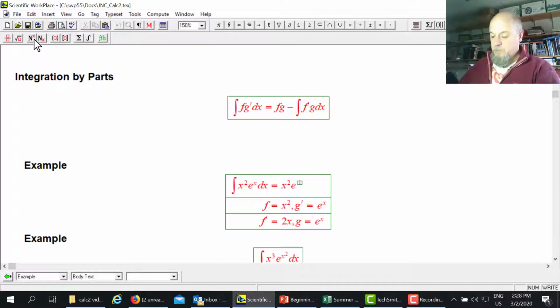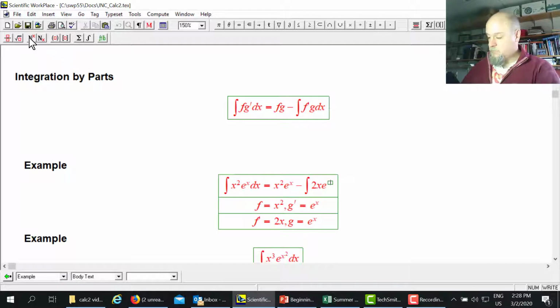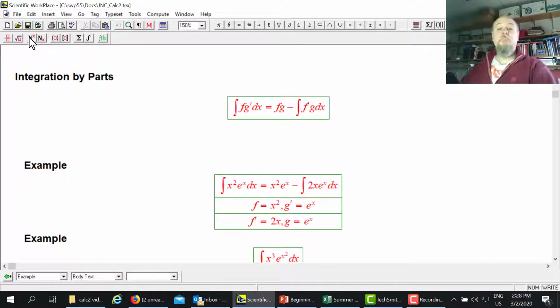f times g minus the integral of the two things I made. So I made the 2x and I made the e to the x. Now this is going in the right direction if this new integral that we have is easier than the old integral.